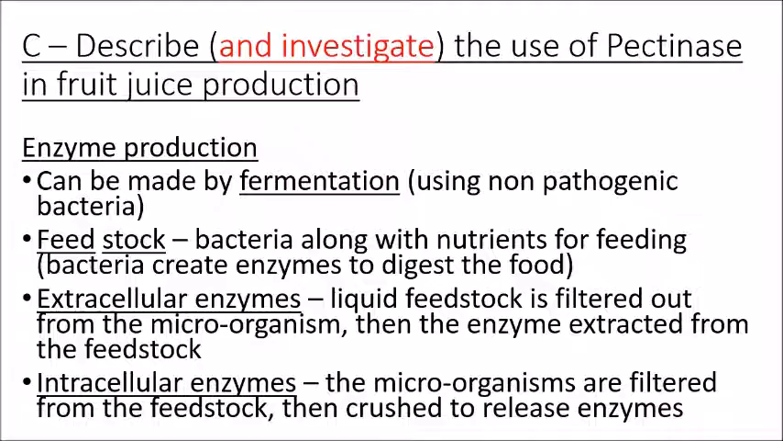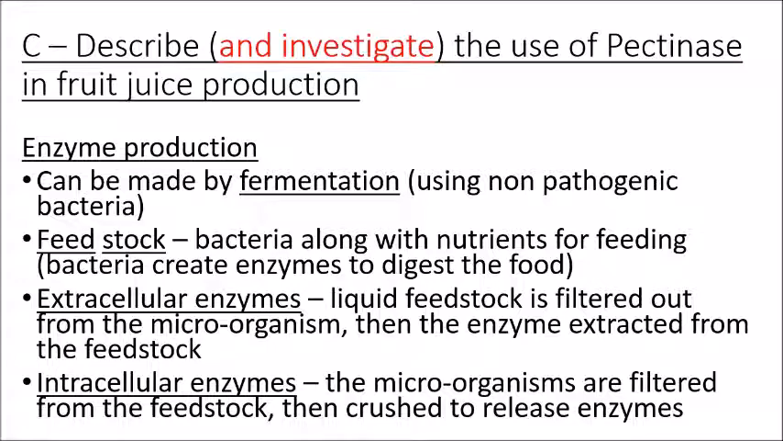Okay, objective C is to describe and use an investigation about pectinase, which is an enzyme in fruit juice production. We'll come to that later. First of all, there's a couple of things to talk about. First thing is how we can make enzymes like pectinase for use in industry. So again, we're going back to our little friends called bacteria that we can use to make said enzymes.